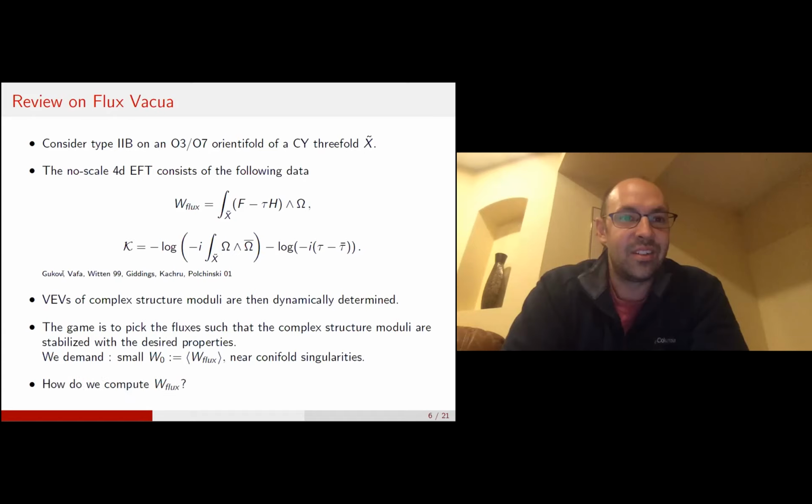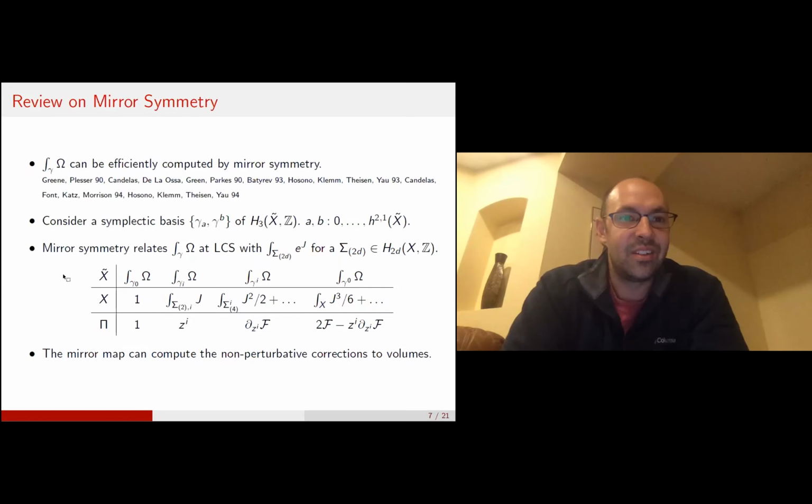Now it is quite clear that we want to compute the flux superpotential to really know where the complex structure moduli are stabilized. In order to compute the flux superpotential, you need to know how to compute the integration of omega over some real 3-cycle. And we all know that computing real 3-cycle volumes in a Calabi-Yau is a very challenging problem, unless you have the help of mirror symmetry.